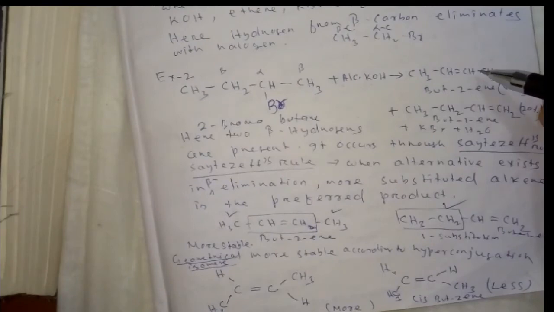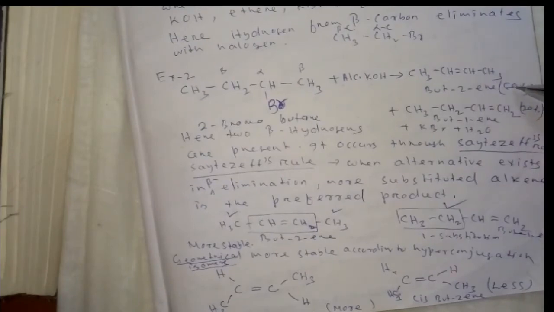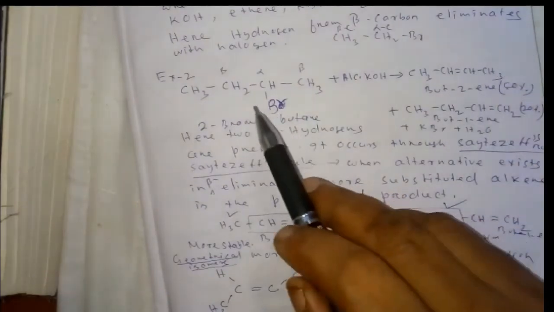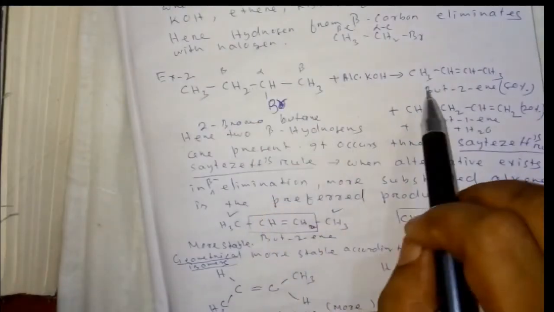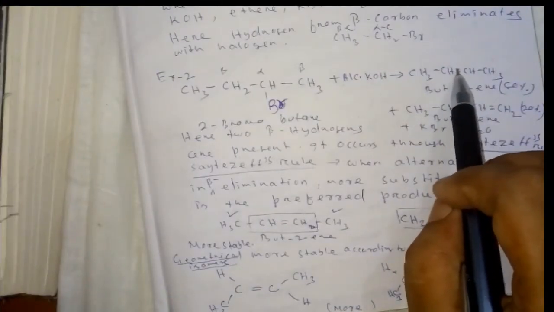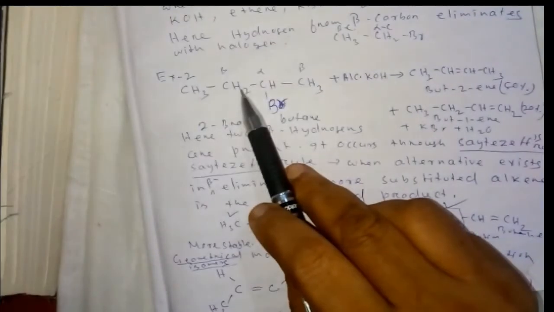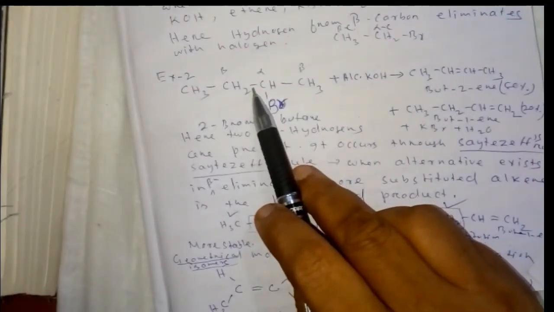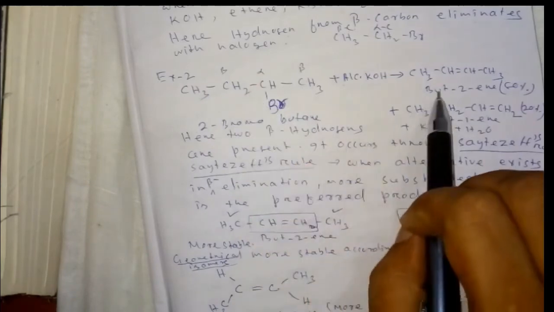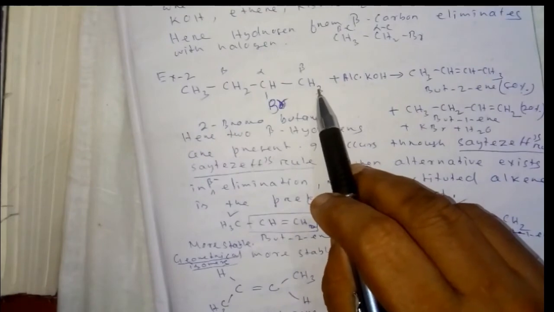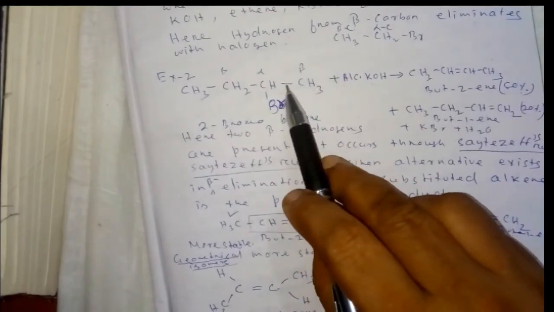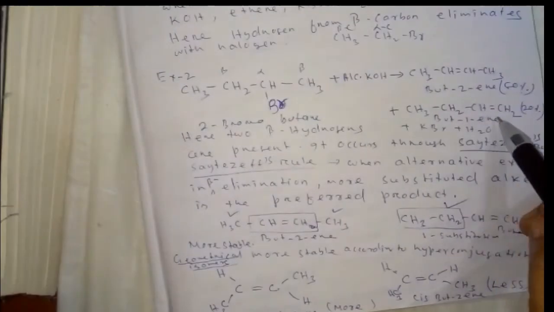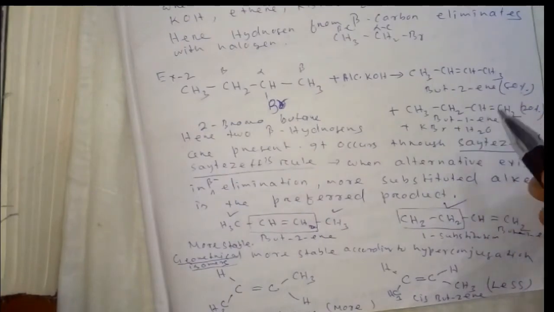So it is more stable and the percentage of this product is more. If the double bond is here, it is called but-2-ene. Hydrogen is eliminated from here, the double bond will be produced here. This is but-2-ene, 80%. If hydrogen is eliminated from here, the double bond will be here. It is called but-1-ene, 20%, plus KBr plus water.